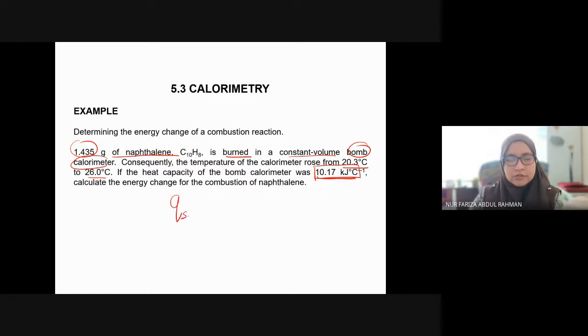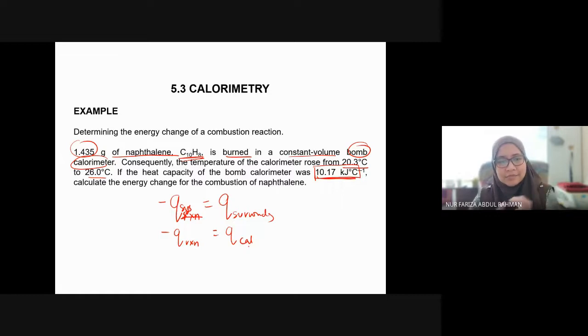So Q reaction kita, which is the combustion of naphthalene. Since it release heat, dia ada negative first tu, is equal to Q surrounding. Let's start from the system. Q system kita is reaction, betul tak? Q surrounding kita in this case is calorimeter, because calorimeter is the one that accept the heat from the reaction. Then yang kita ada information at the moment, we have C delta T. Insert lah. Dapat dah jawapan.